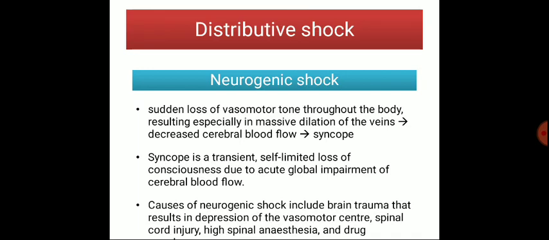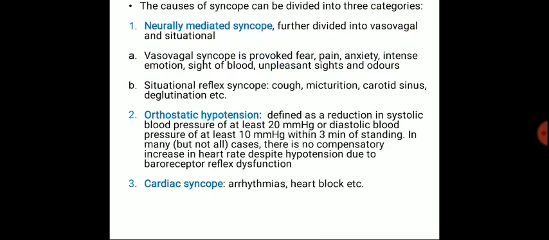Causes of neurogenic shock include brain trauma that results in depression of the vasomotor center, spinal cord injury, high spinal anesthesia, and drug overdoses. The causes of syncope can be divided into three categories: neurally mediated syncope, orthostatic hypotension, and cardiac syncope.